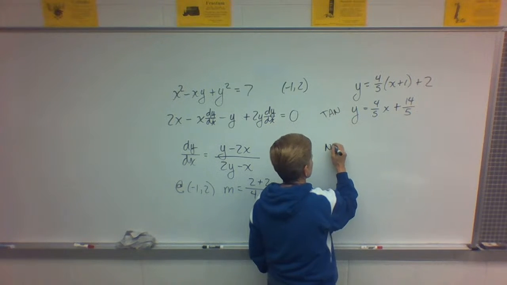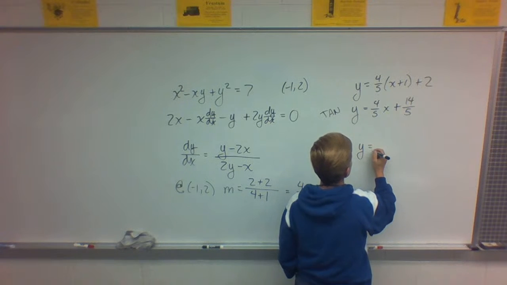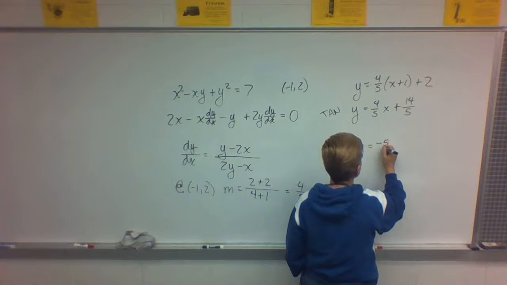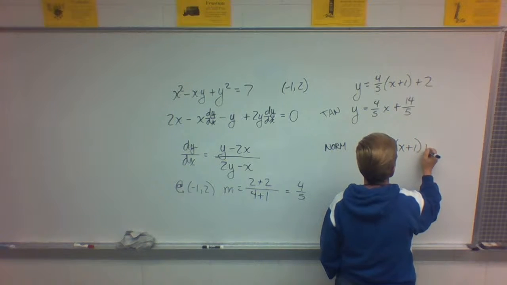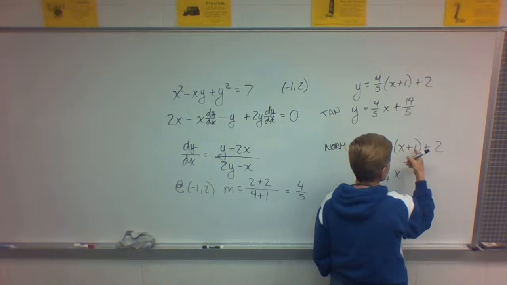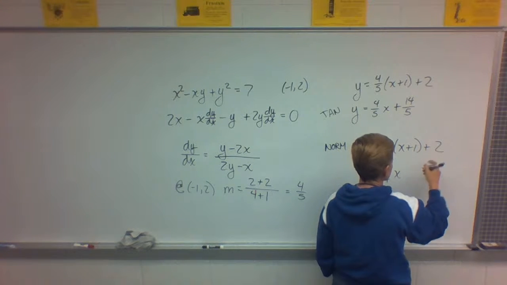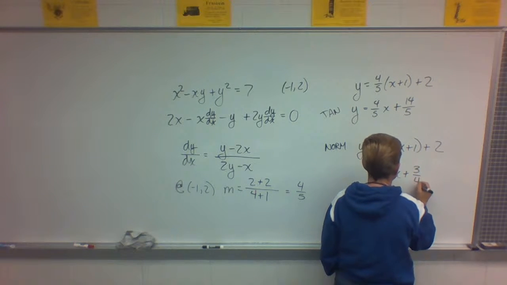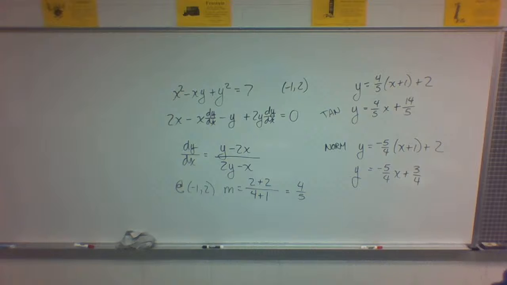How do we write the normal? That's what we're really interested in. y equals -5/4. Got to change the sign and tip it over. (x plus 1) plus 2 gives us -5/4 x. This is -5/4 plus 8/4, 3/4. That gives you the equations of the tangent and the normal.